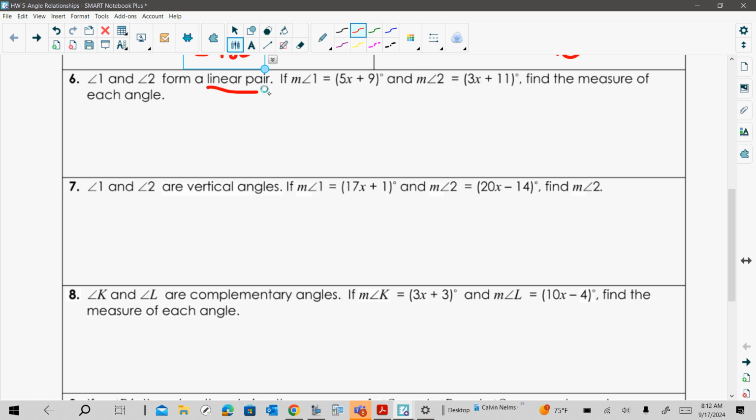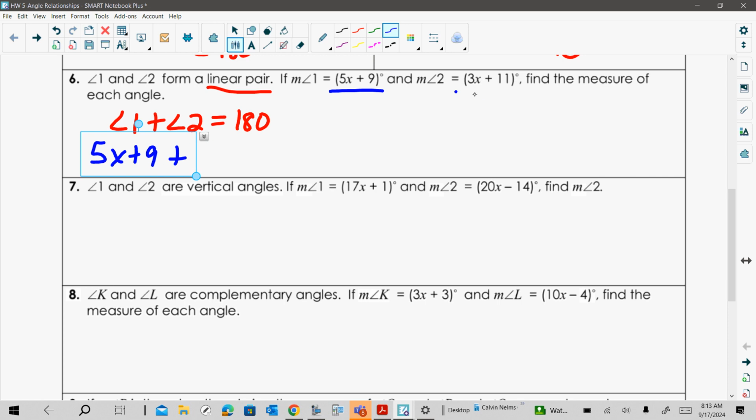Yeah, linear pair right there. 1 and 2 form a linear pair. What does that mean about angle 1 and 2? That they make a 180-degree angle, they form a straight line, and they're also adjacent. Yes. So I know right now, angle 1 plus angle 2 is going to have a sum of 180. And right here, they tell us what angle 1 is. So I can substitute that 5x plus 9 for angle 1. And they tell me angle 2 is 3x plus 11. Now I have my equation. Now it's just solving for x. You need to solve for x and then plug it in to find the measure.